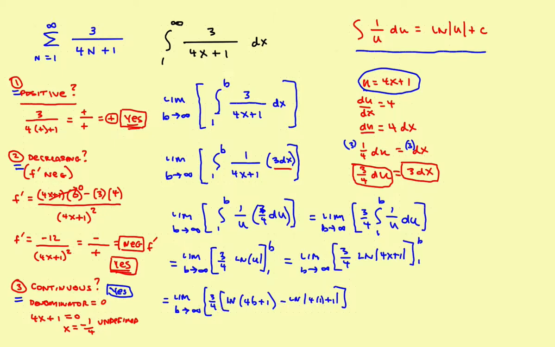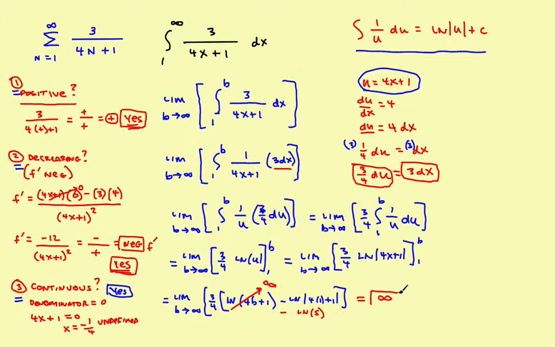Okay, now at this point you're going to actually take the limit. As b goes to infinity, 4b goes to infinity, and 4b plus 1 goes to infinity. The natural log of a very large number, this entire term right here, would go off to infinity. Now this term right here just turns into the natural log of 5. So as you let b go to infinity, this term goes to infinity, and this is a constant, so it won't make any difference at all. That'll be the dominant term. The entire thing will go off to infinity.